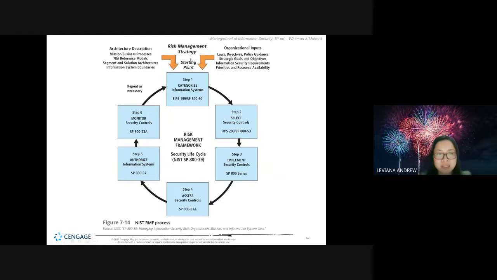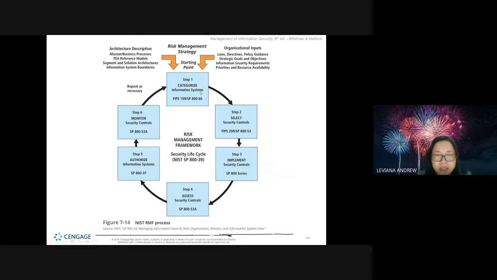Risk management strategy, architecture description, the business process, reference model, segment solution, information system boundaries. This is more technical. And then organizational inputs, we have laws, directives from the top management, policy guidance, strategic goals, objectives, information security requirements, priority and resource availability. Okay, and then accountability will fall under this line, organizational inputs.